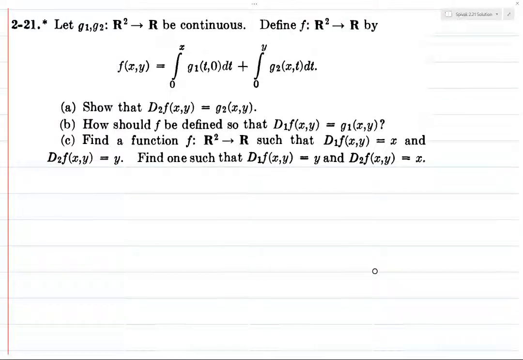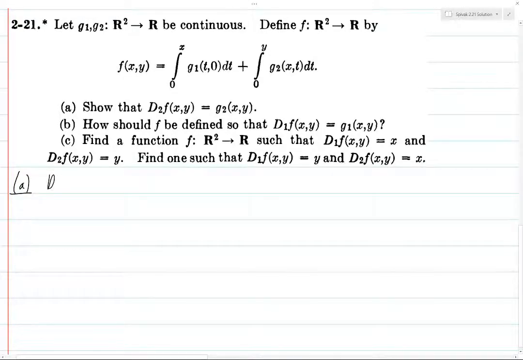Alright, so this is sort of an odd exercise because, I don't know, maybe I'm just doing it wrong, but this seems very disjointed and none of the parts are really related in any way. So show that d2 of f equals g2 of xy for f written as above.